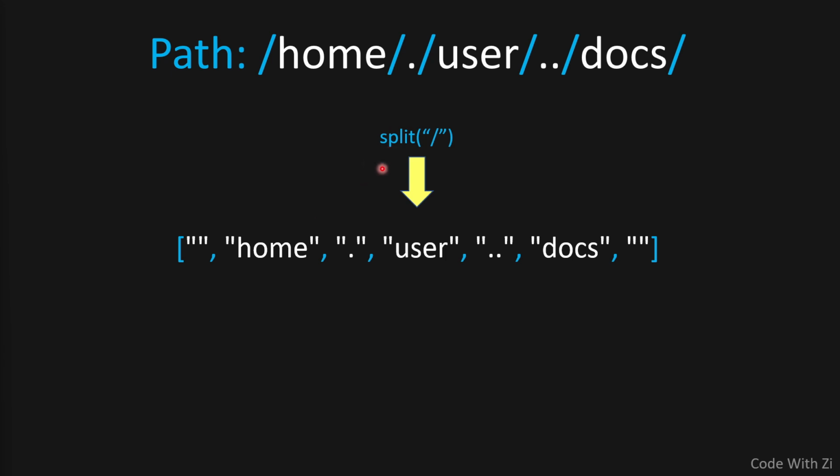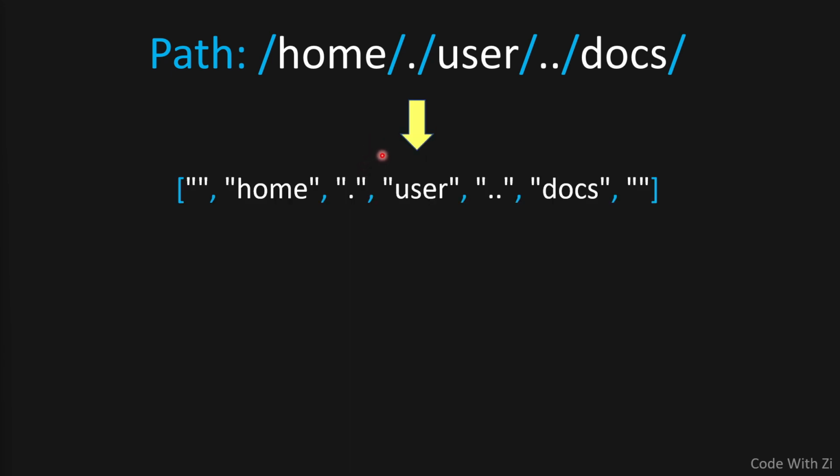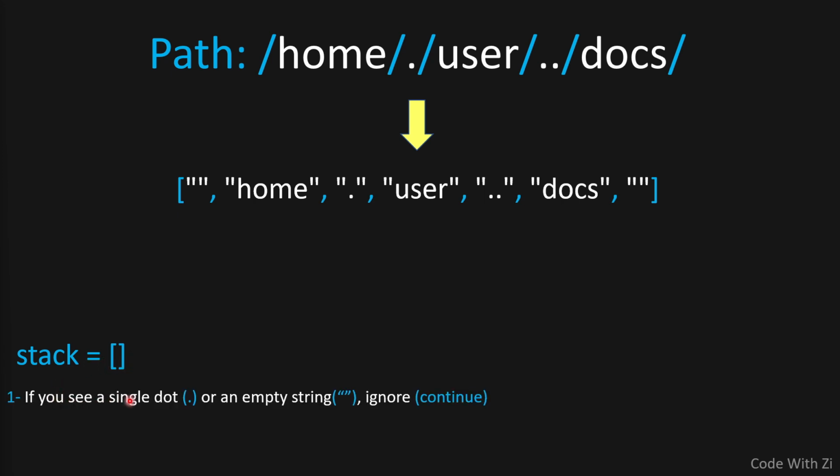So after this split, let me bring this up here so we can have more space. We're going to define a stack. So far we just split and we define a stack. That's basically an array. And we're going to have three simple rules. We're going to say, if you see a single dot or an empty string, ignore. So basically, we're going to be looping through this array that we have here, and we're going to follow three simple rules. And this is the first one.